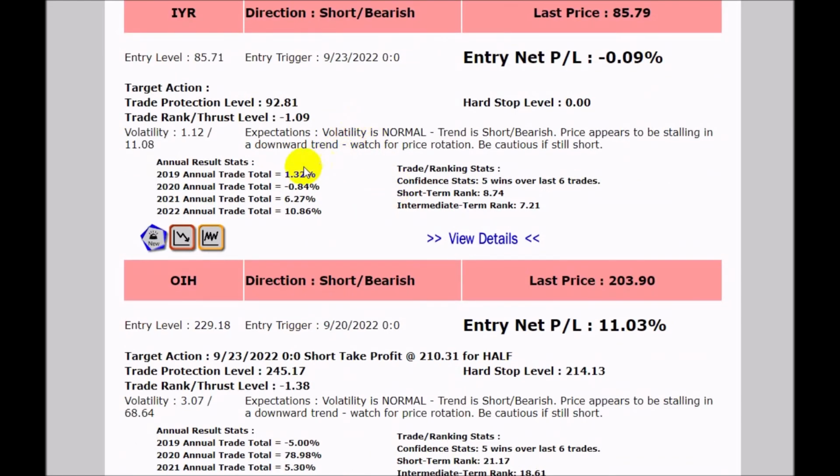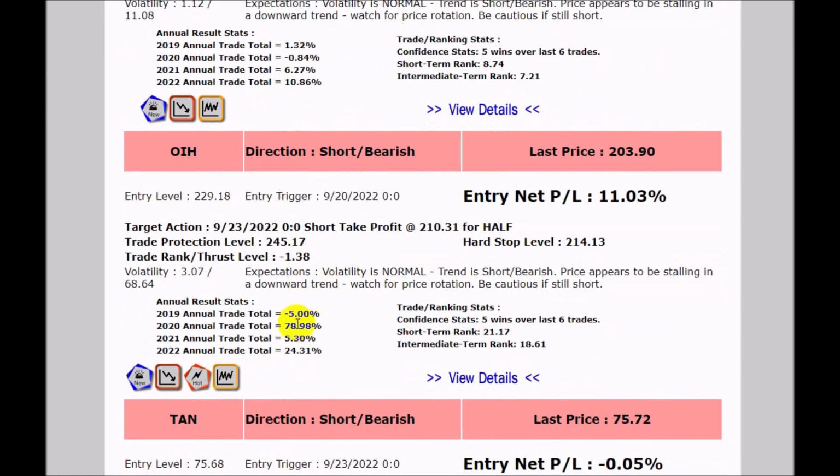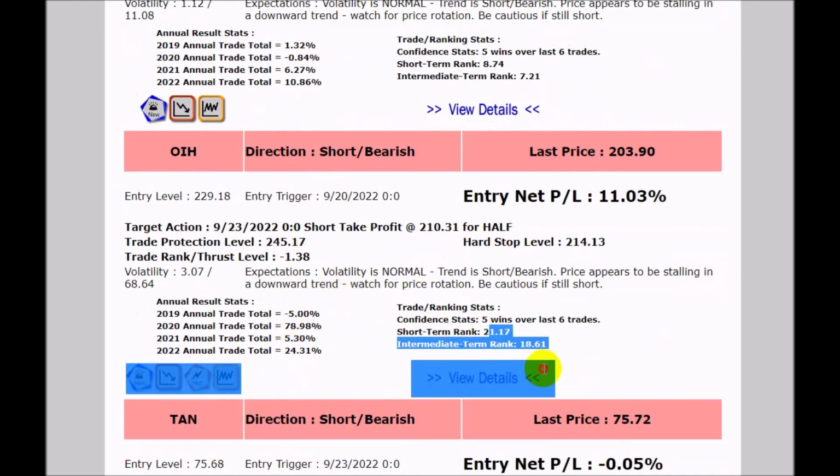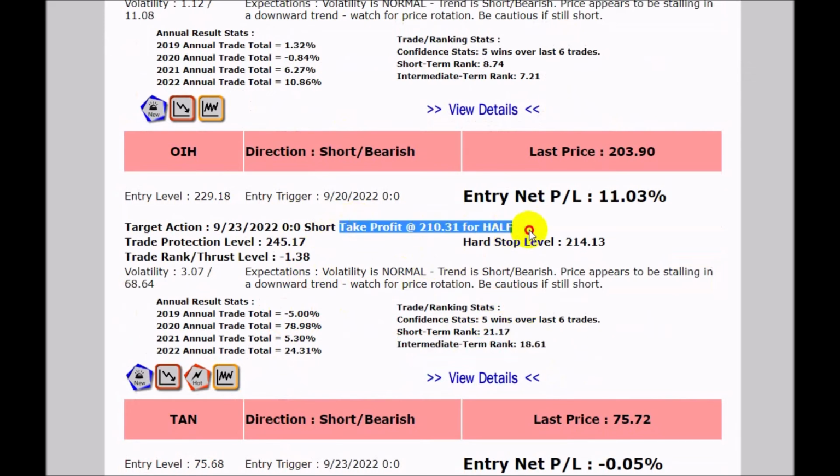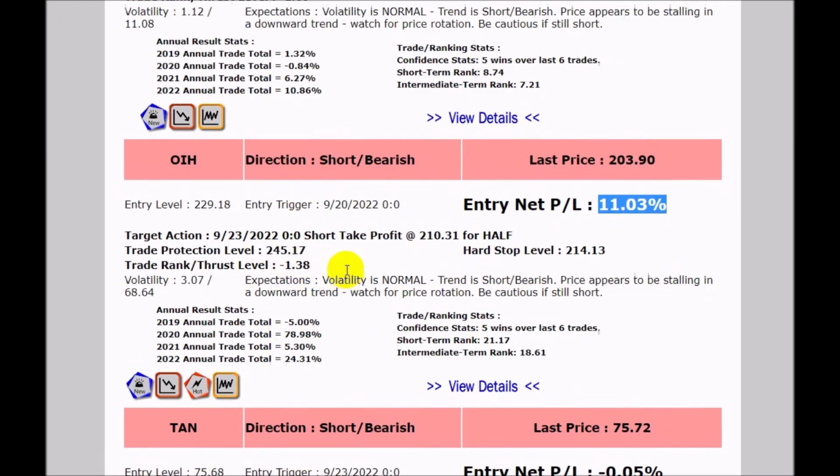Whereas when you see something like this, or like this, OIH, where it's been performing very well, ranking is very high, won 5 of the last 6 trades, it's already taken its profit target. It took a trade, what, 3-4 days ago. It's already up 11% in the trade. These are very good setups, ladies and gentlemen.